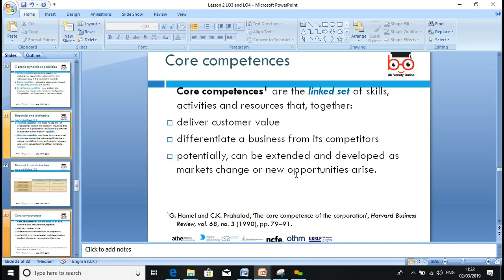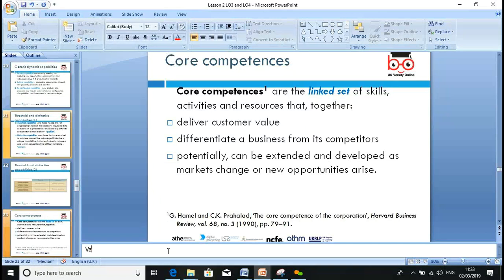So, core competencies: what core competencies are required? If we want to launch a successful product, we need to look at whether we can produce it. We may have a lot of ideas, but maybe we don't have the skill or competency to implement them. We have knowledge, ability and capability, but we don't have the competencies to implement, and that can create a problem. So it is a linked set of skills, activities and resources that together deliver customer value.